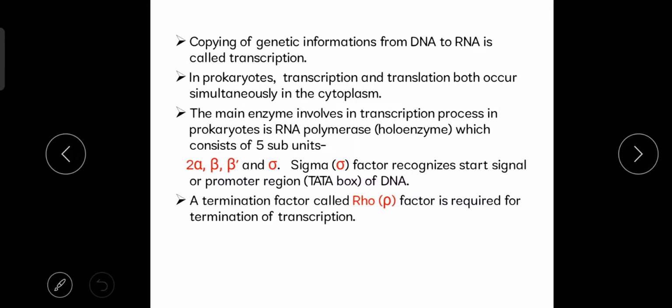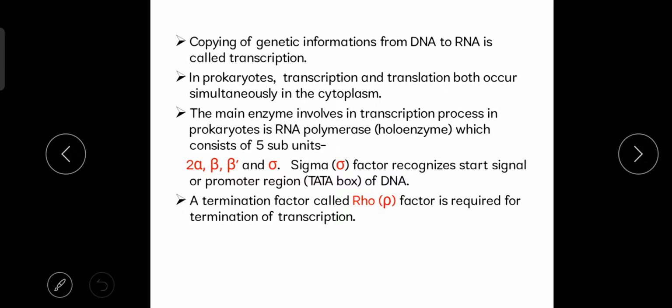As you know, transcription means copying of genetic information from DNA to RNA. That means always from one strand of DNA, a single-stranded RNA is formed. The DNA strand from which the RNA strand is formed is known as the template DNA strand, and its polarity is from 3' to 5' direction.